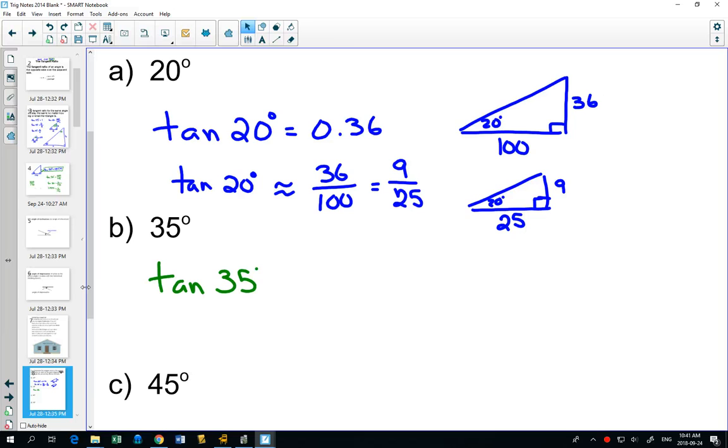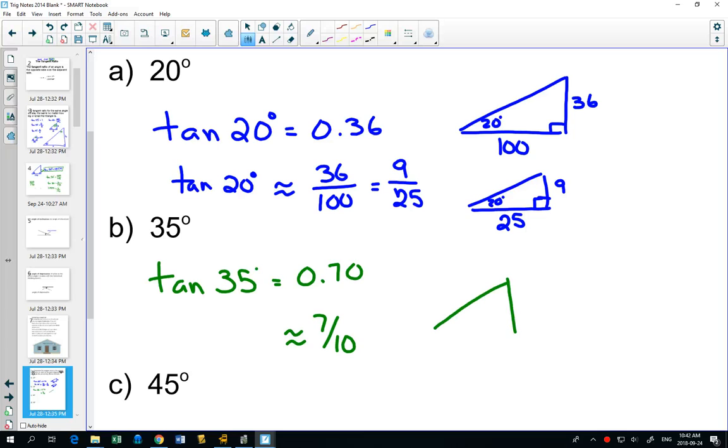Tan of 35, on your calculator, did you get that that was 0.70? Okay? If it asks around to the nearest hundredth, you have to include that extra 0. Even though if I want to change this to a fraction, 0.7 is 7 out of 10, or 70 out of 100. Both of those are the same. So drawing your triangle, I could put 35 degrees there. Then the opposite side would be 7. The adjacent side would be 10.